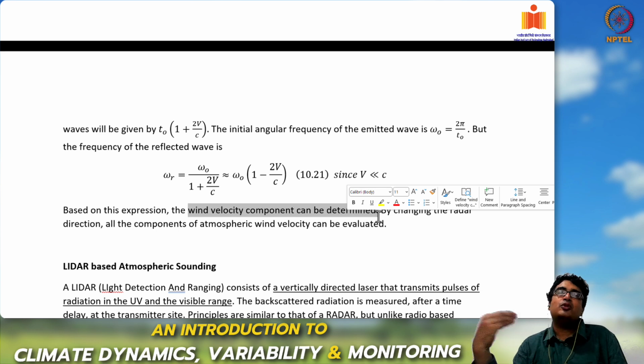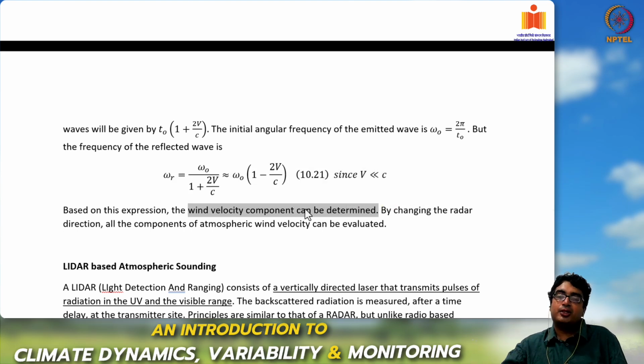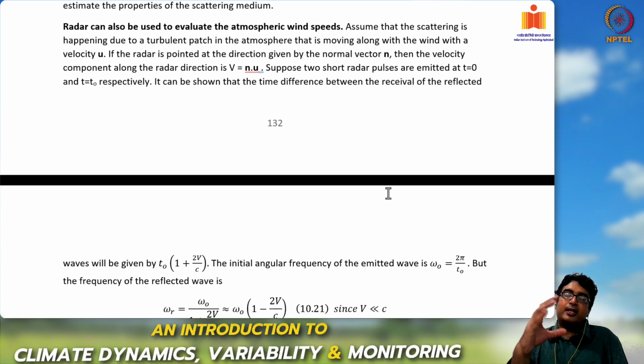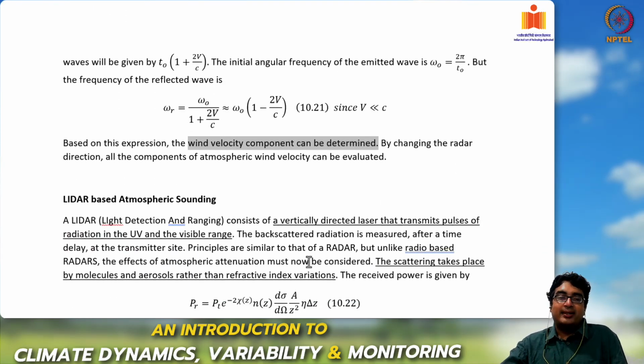So in this context, we do not have to evaluate the refractive index or anything. This is just looking at the frequency of the transmitted and the reflected radiation. Based on that only, we can get the velocity component of wind. And by changing the radar direction, we can shift the radar transmission direction from one zenith angle to another zenith angle, and we can get all the components of the atmospheric wind velocity through remote sensing alone. So this is a very effective method of measuring wind velocity from remote sounding methods.